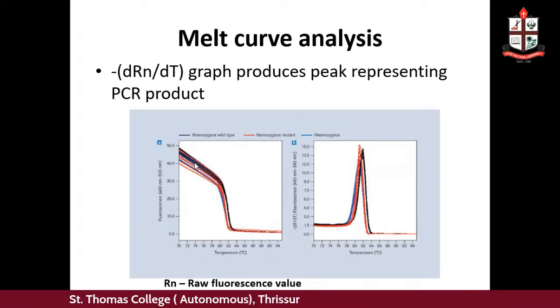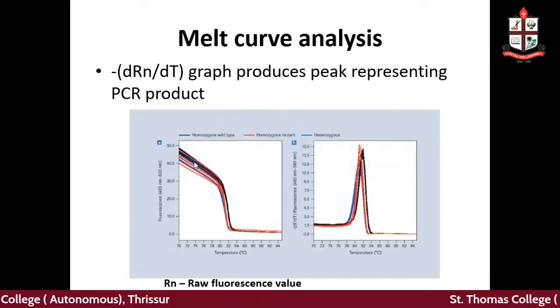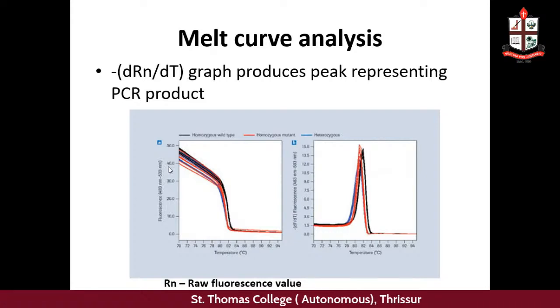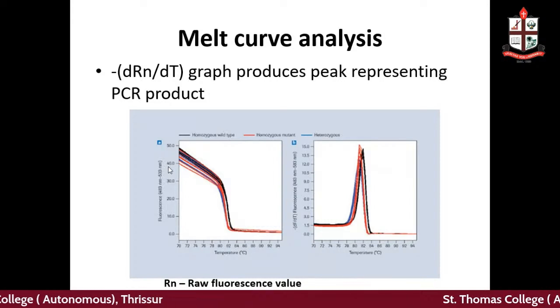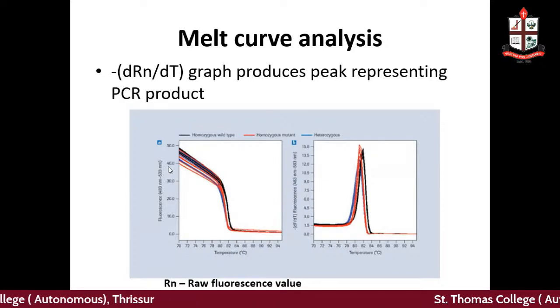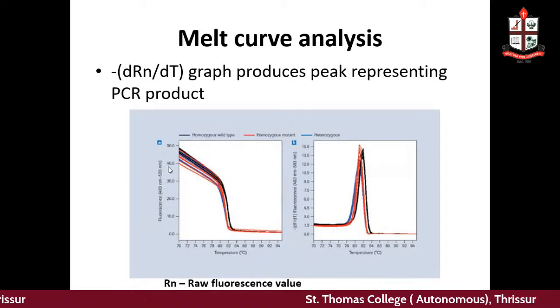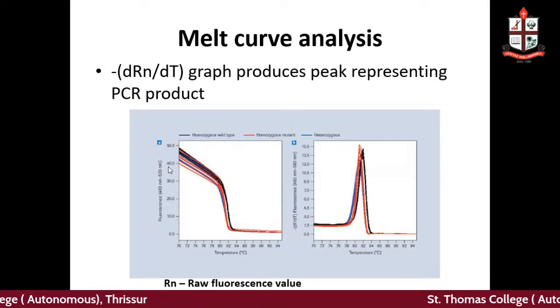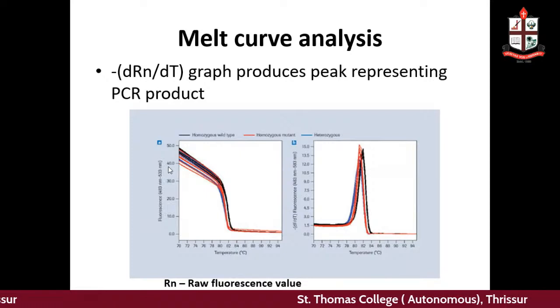As we increase the temperature, the PCR products will start denaturing, and as the PCR products denature, the fluorescence also will decrease. SYBR binds to double-stranded DNA, and the fluorescence of SYBR comes only when it is bound to DNA. As the PCR products are denatured, they become single-stranded, and SYBR will not bind to them in a strong fashion. So the fluorescence from SYBR keeps on decreasing.